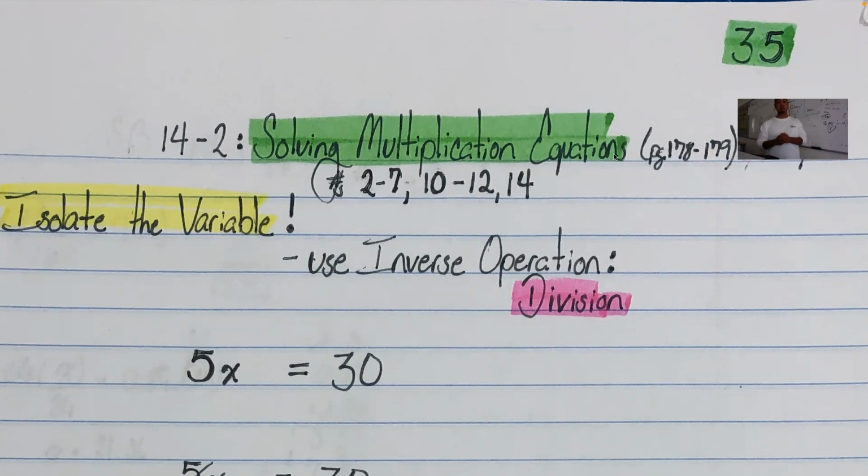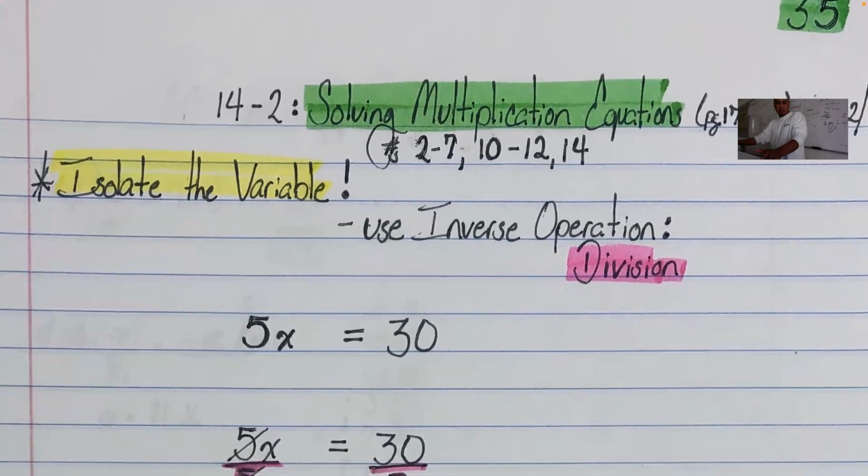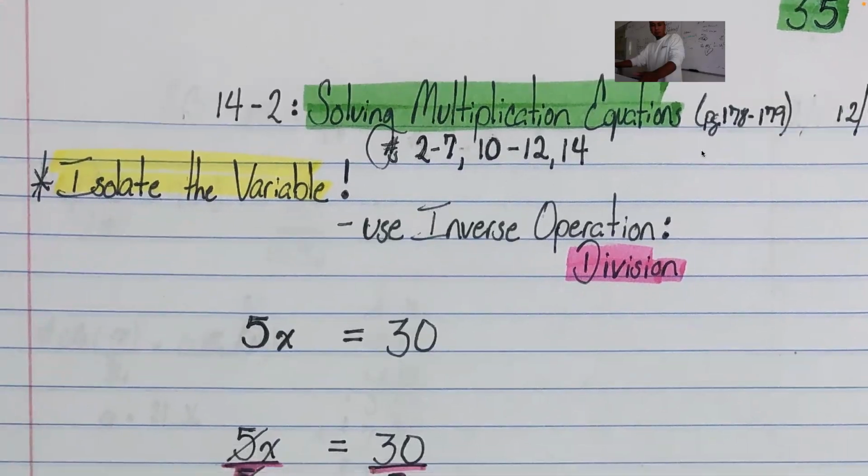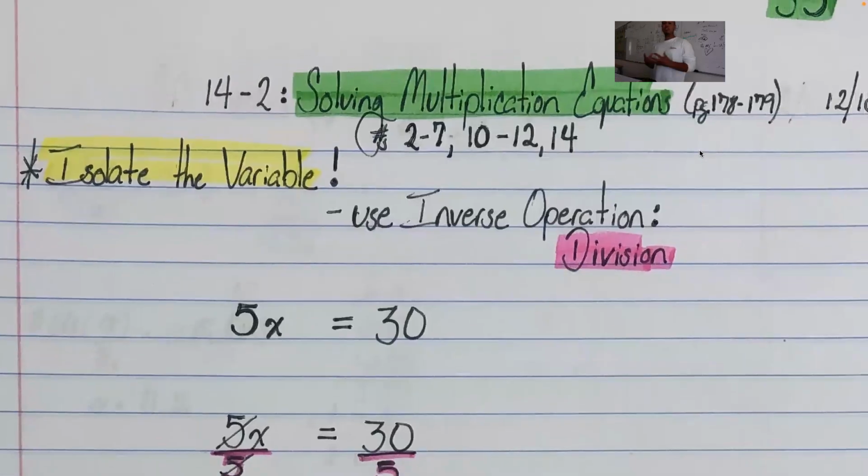However, today we're going to be dealing with multiplication equations. Even though it's a different operation, we need to remember that the process for solving equations is the same regardless of what operation you're using. Our goal is still to isolate the variable. Regardless of whether you're doing addition, subtraction, multiplication, or division, that is always your goal. You want to isolate the variable, meaning you want the variable to be all by itself.